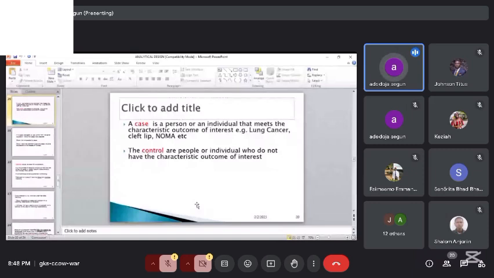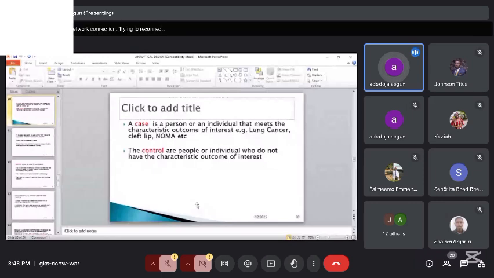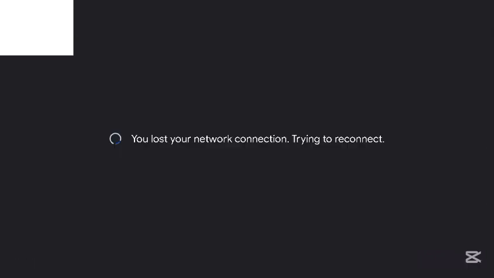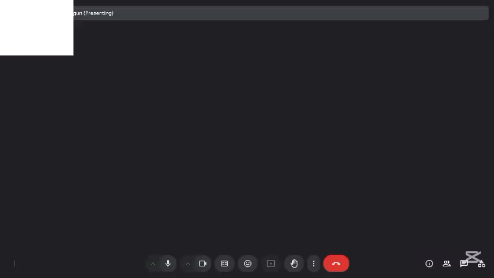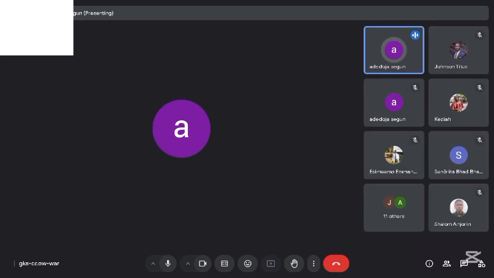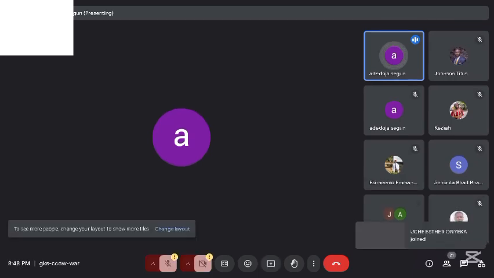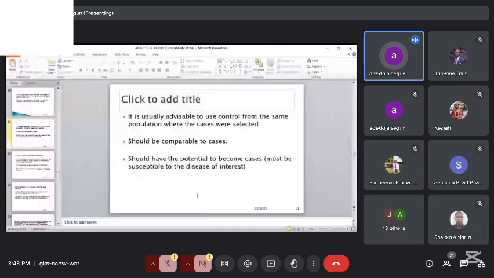It is usually advisable to use controls from the same population, exactly that place or around the place where we are going to get another person that is free from this particular disease. So in this context, we get the cases from a particular area, and from the same area we get our controls, to reduce the level of bias. The controls should be comparable to the cases. That's why we need to get them from almost the same place.